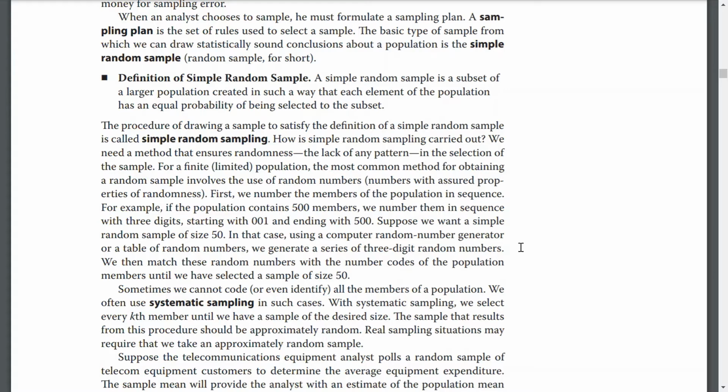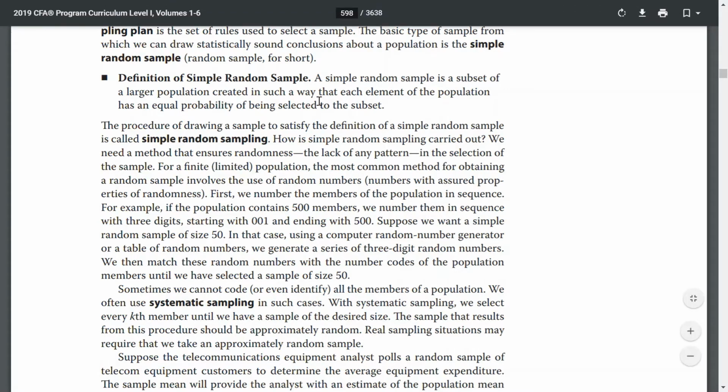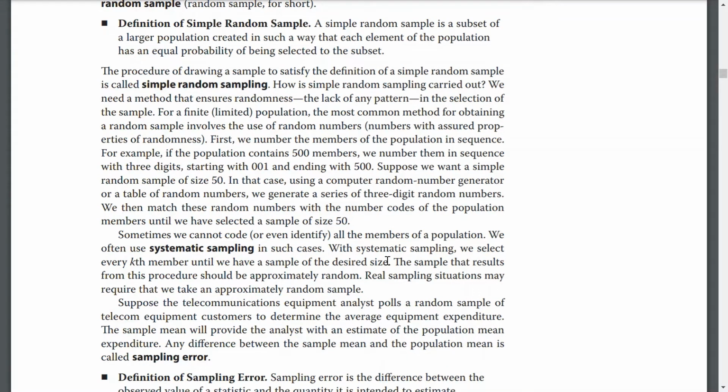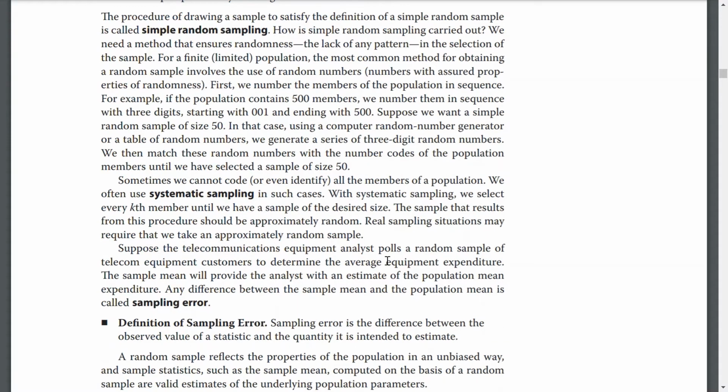Definition of simple random sample: a simple random sample is a subset of a larger population created in such a way that each element of the population has an equal probability of being selected to the subset. The procedure for drawing a sample to satisfy the definition of a simple random sample is called simple random sampling. How is simple random sampling carried out? We need a method that ensures randomness, the lack of any pattern, and this selection of a random sample involves the use of random numbers with assured probabilities of randomness.